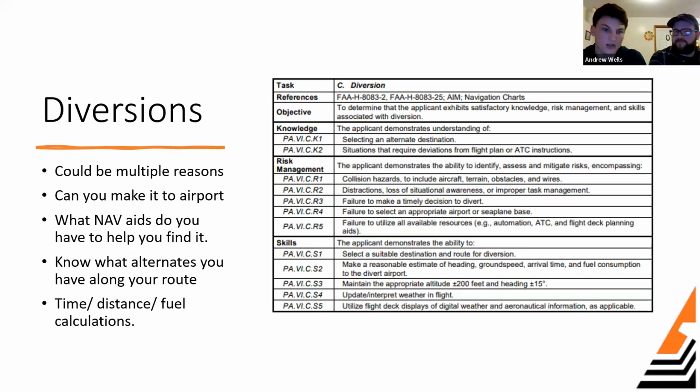Also, if you have time farther out, they want to see you do time, distance, fuel calculations. So try to get an idea of how long it's going to take you to get there, and what the distance is. And I think it's important to note that the ACS doesn't want you to be precise with your heading and ground speed. If you look at the skills, it says make a reasonable estimate of your heading, ground speed, arrival time, and fuel consumption.